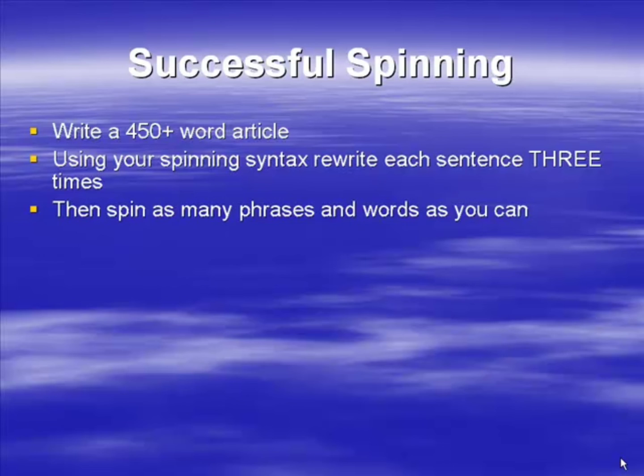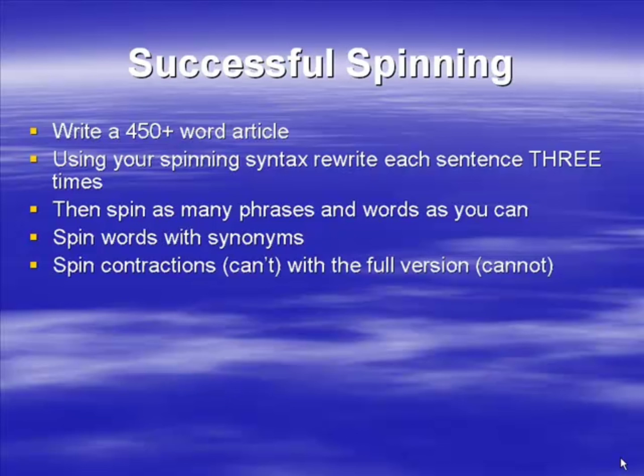Then within each sentence that you've rewritten, basically every single one of the sentences, you spin as many phrases and words as you can. So if there's a phrase that you can spin, you spin it. If there's a single word you can spin, you spin that as well. So you spin the single words typically with synonyms, and the phrases with other phrases that mean the same. You will spin contractions with the full version, so can't becomes cannot, your becomes you are, there becomes they are, and so on. And what this does is this varies the word length of the article and helps make it that little bit more unique.